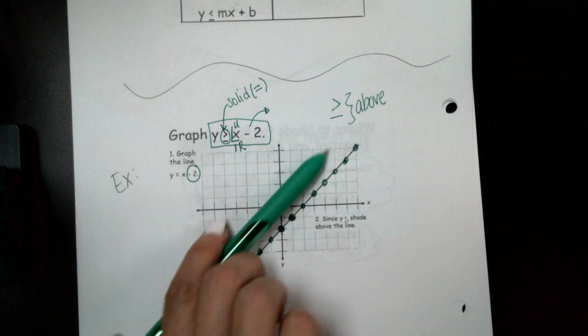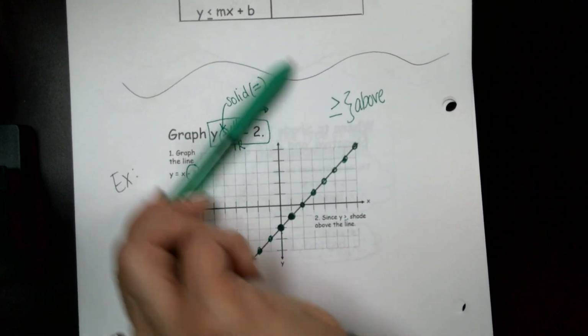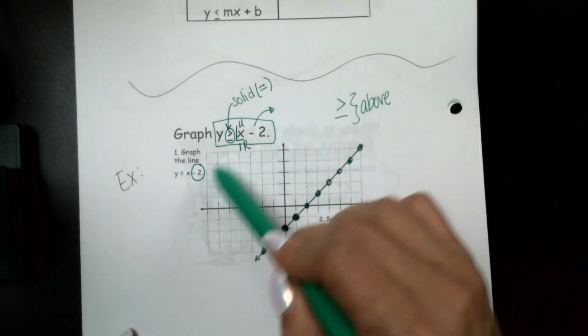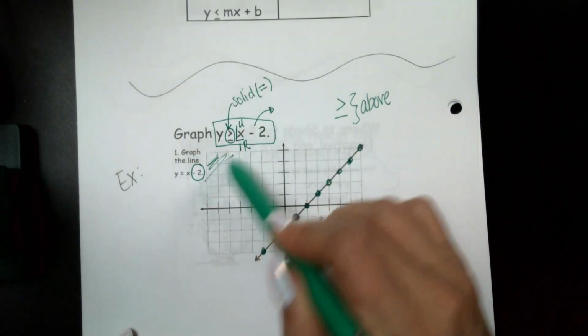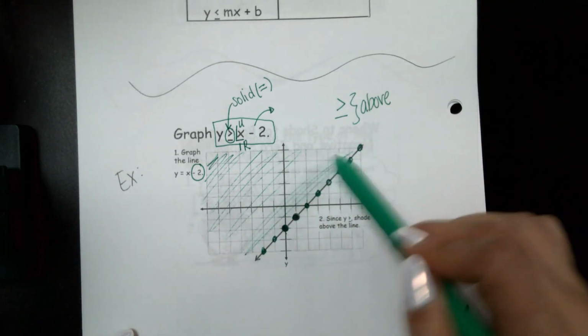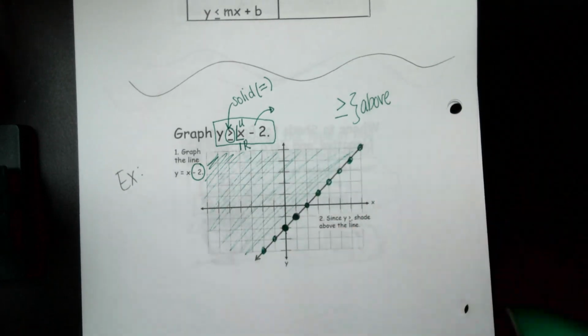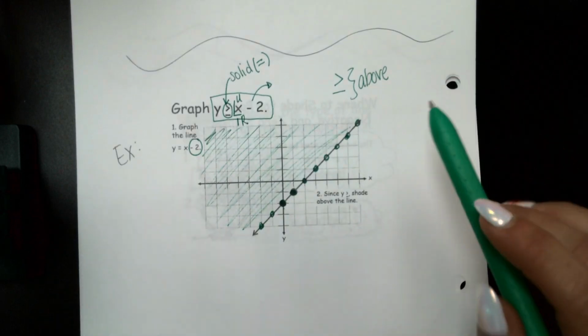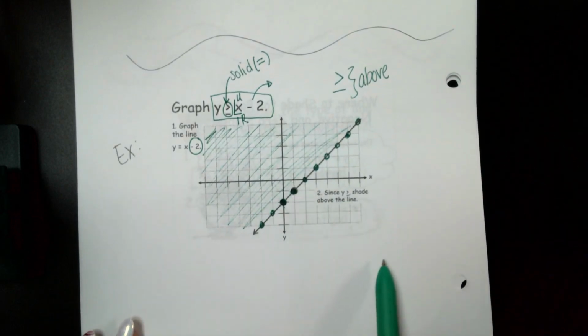Above it, right? So if I start, it'd be this way, above. Okay, so then just watch for a second. When you go to do your shading, you do have to shade the entire section leading up to that line. What you don't want to do is cross the line.